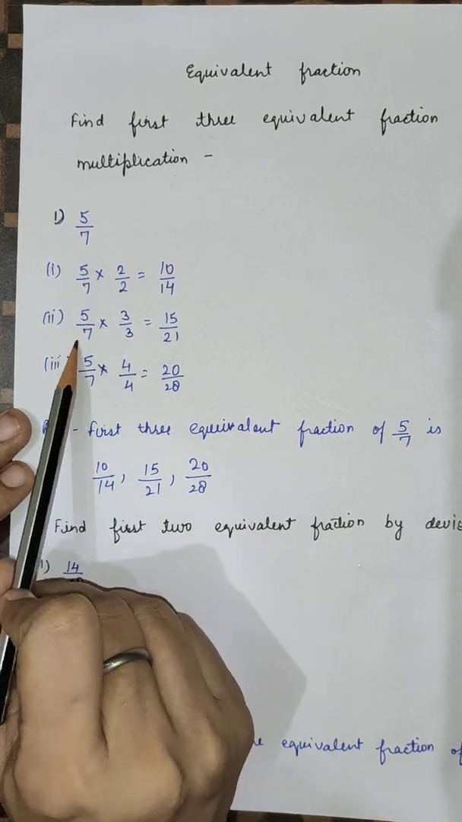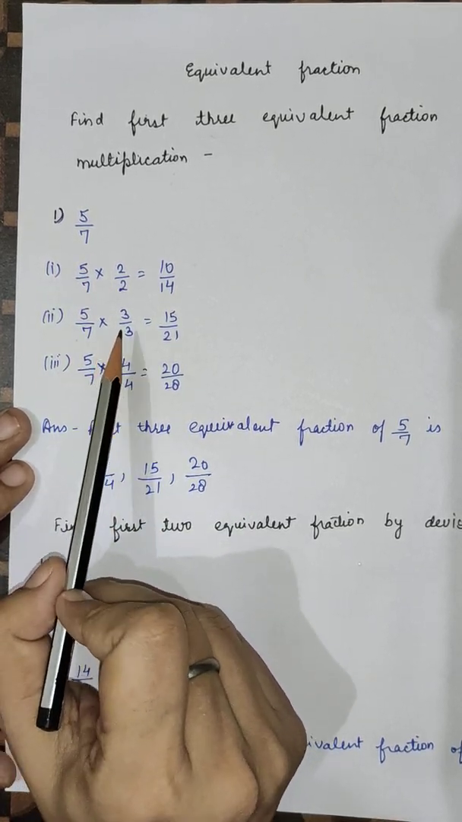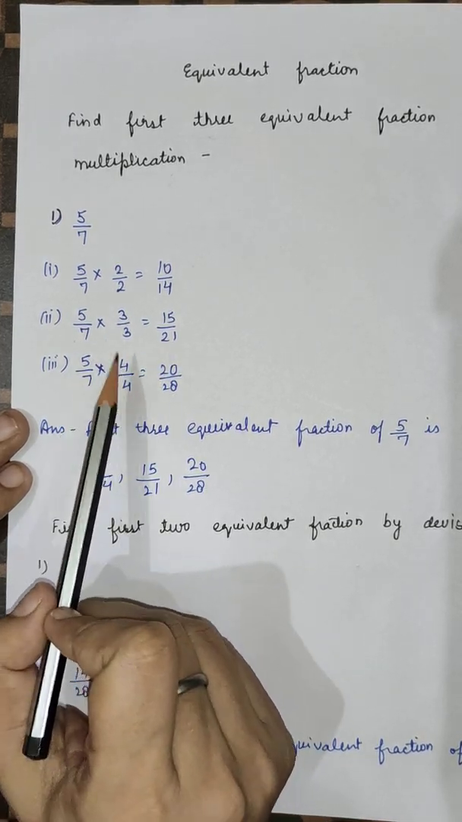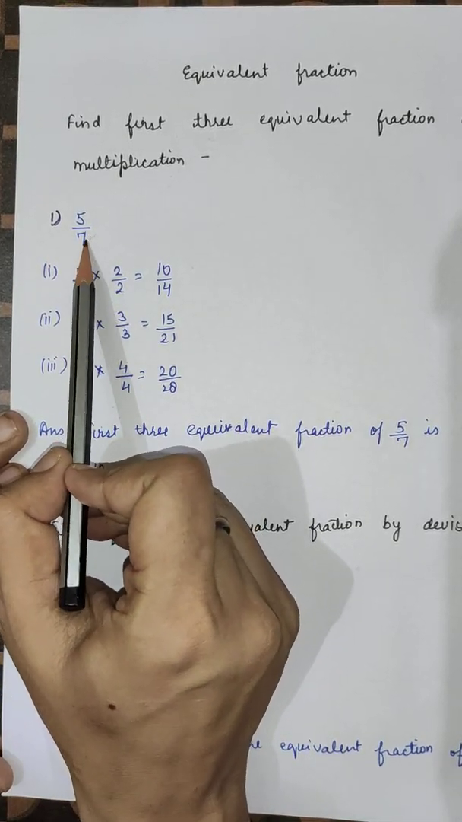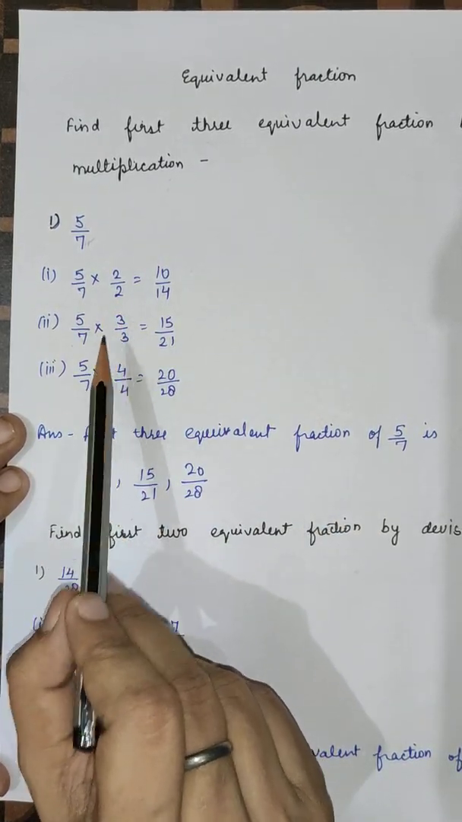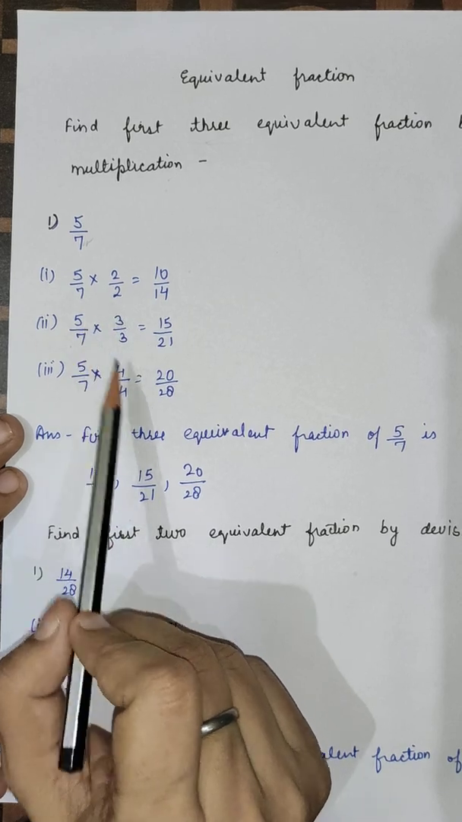Again, the same fraction 5 by 7, we multiply by 3 by 3. 5 3s are 15, 7 3s are 21. Again 5 by 7, because the fraction remains the same and we have to find the first three equivalent fractions. First three means 2, 3, 4.